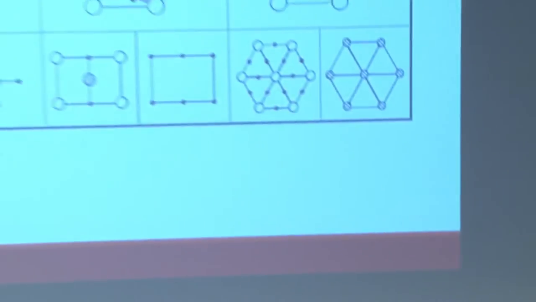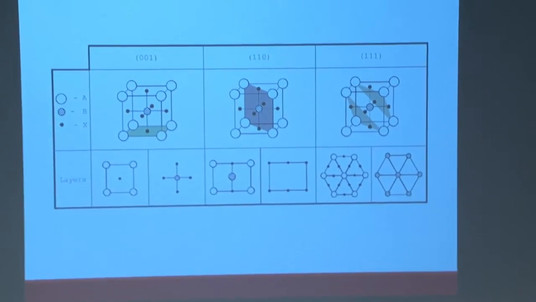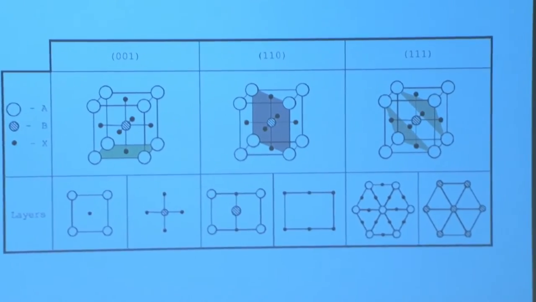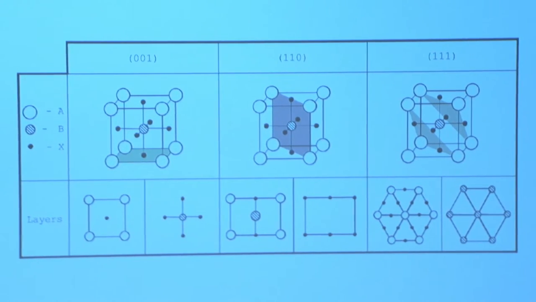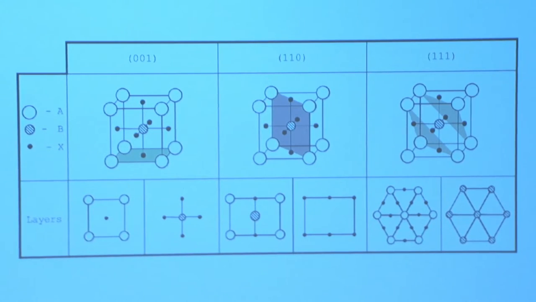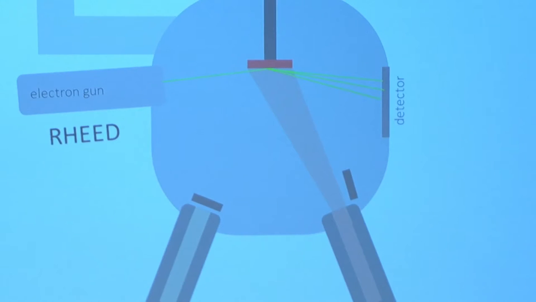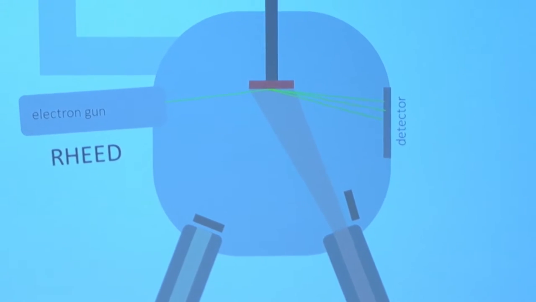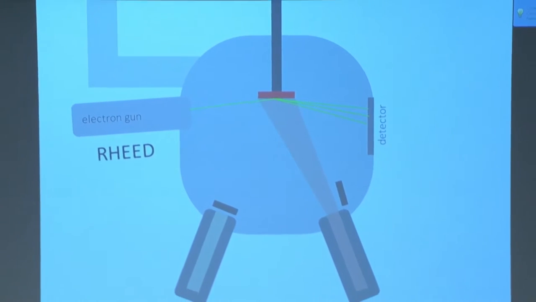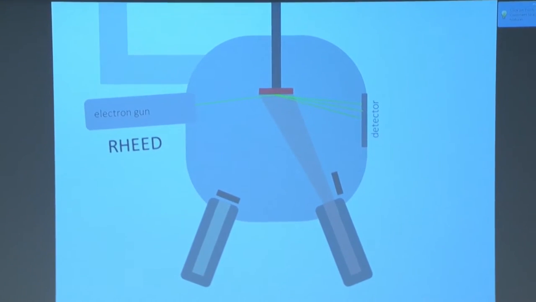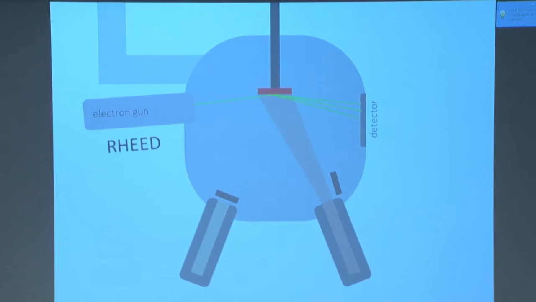So apart from the 001 and the 110 structures, I decided to also look at the 111 surface structure. It also happens to have a 6-fold rotational symmetry compared to the 2-fold and 4-fold rotational symmetries of the 110 and 001 substrates respectively. So the manner in which we use to characterize the surface structure of the substrate was reflection high-energy electron diffraction, also known as RHEED.